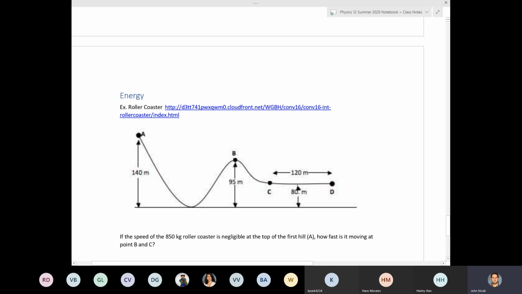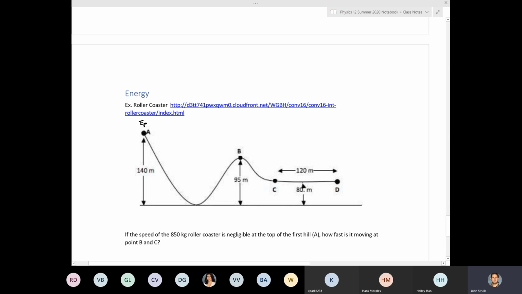It shows you what happens as a roller coaster moves from one point to another. As an explanation, the roller coaster at the top at point A will have EP. And then as it rolls down the hill, the EP will go down, but the EK will go up. And then at the bottom, the EK will be maximized to the point where it's equal to the original EP. And the EP will be 0 at this point because it's at the ground.